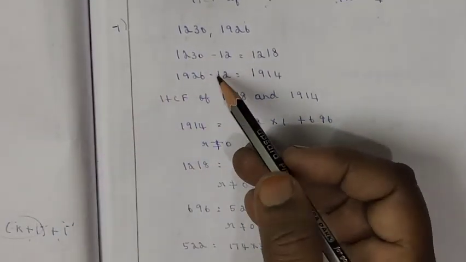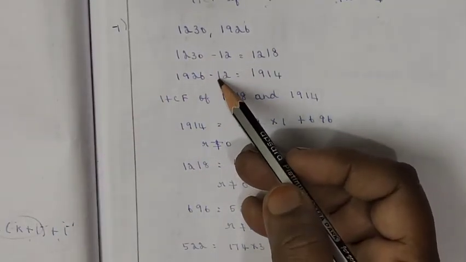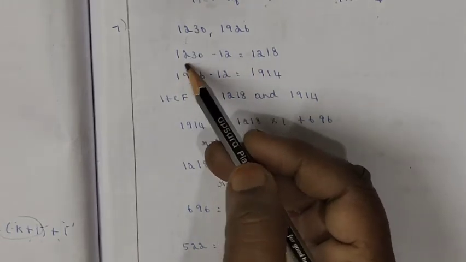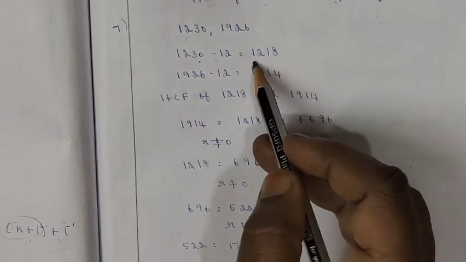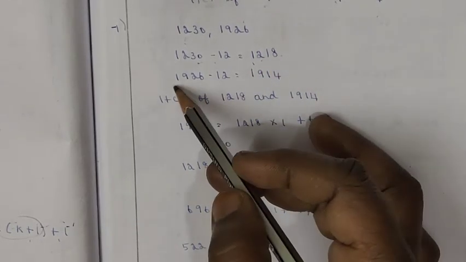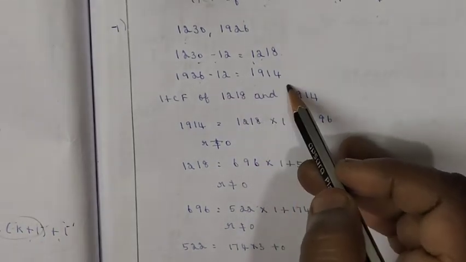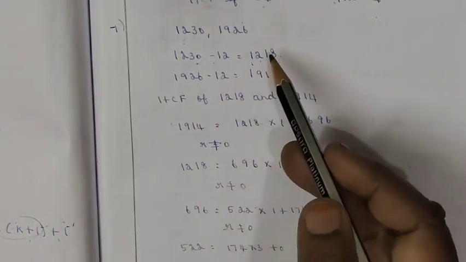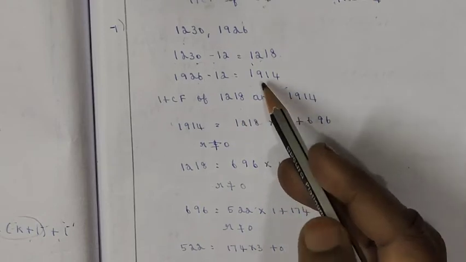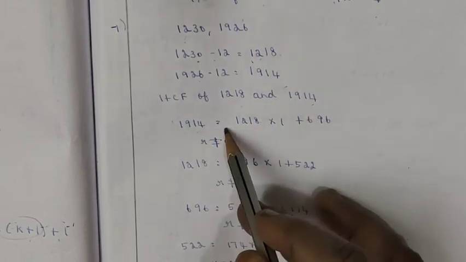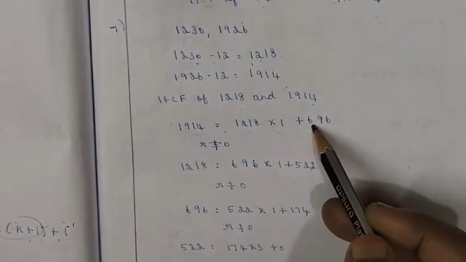Seventh sum, find the largest number which divides 1,230 and 1,926, leaving remainder 12 in each case. Now in each case it leaves a remainder of 12. So 1,230 minus 12 is 1,218, and 1,926 minus 12 is 1,914. So we need the HCF of 1,218 and 1,914. So 1,914 equals 1,218 into 1 plus 696.